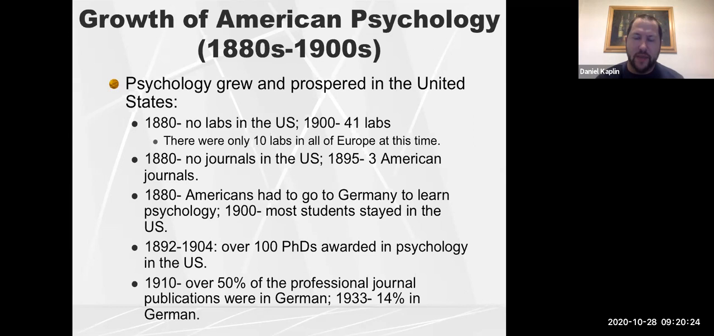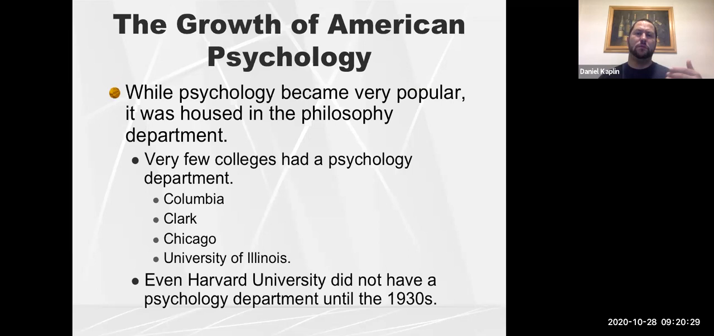While psychology was quite popular, it's interesting, most psychology departments were housed in a philosophy department, right? So when you think about it, to have your own designated department, we didn't start out with that. And that's also one explanation why the early degrees that people received in psychology were called PhDs, or doctorates in philosophy, because historically, psychology was housed in the philosophy department.